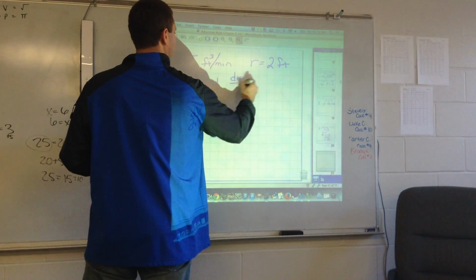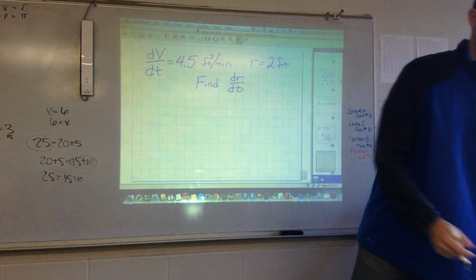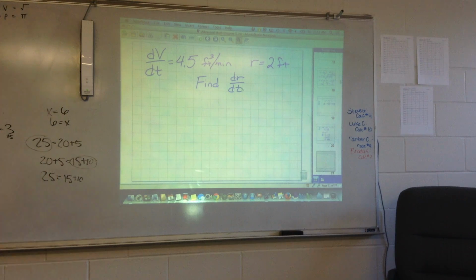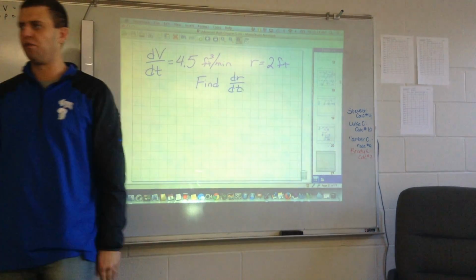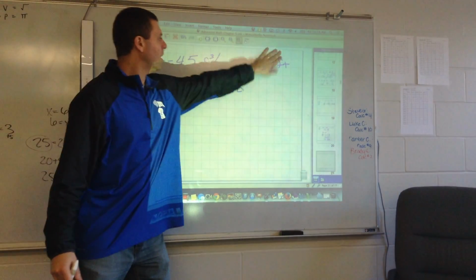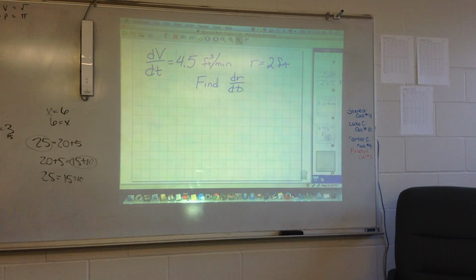Find how fast the radius is changing. At the moment that the radius hits 2 feet, what is its instantaneous velocity? How fast is the radius changing at that very instant it's reached a length of 2 feet, okay? So I've written down the stuff that I know, and I wrote down the stuff that I'm trying to solve for.